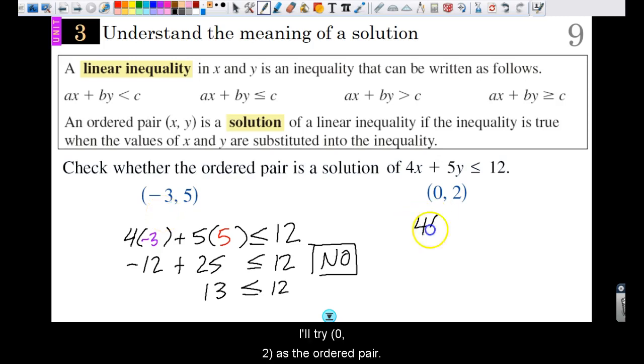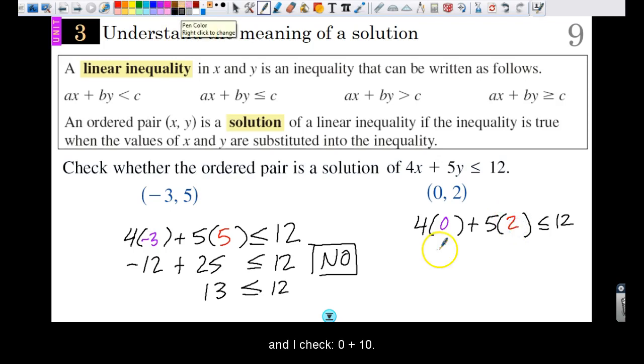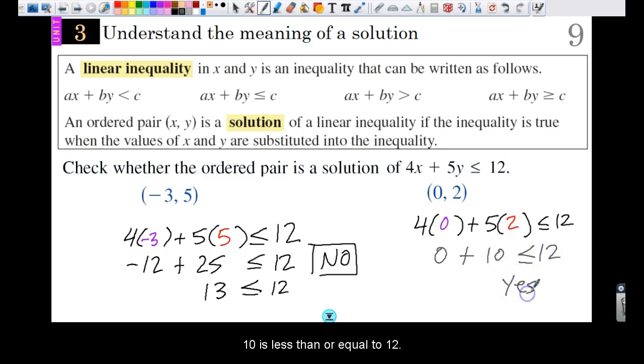If I try (0, 2) as the ordered pair, then I would put again 0 in for x, 2 in for y, and I check. 0 plus 10 is less than or equal to 12. Yes, 10 is less than or equal to 12.